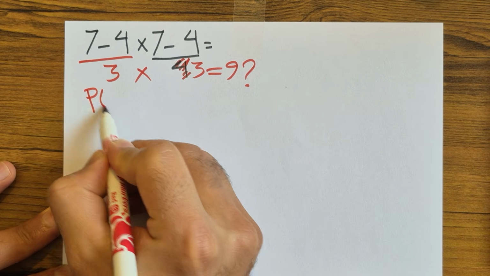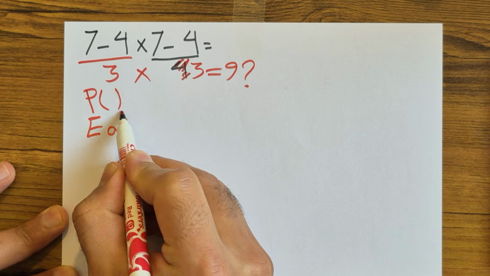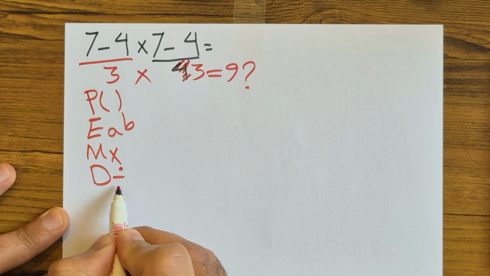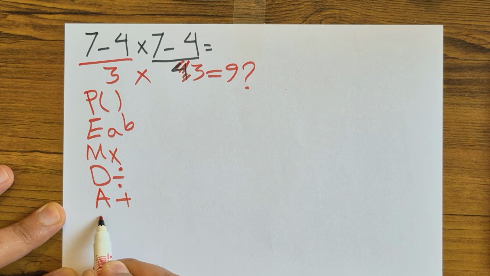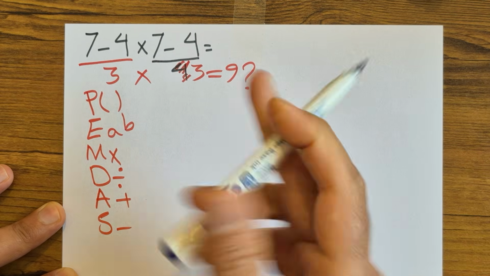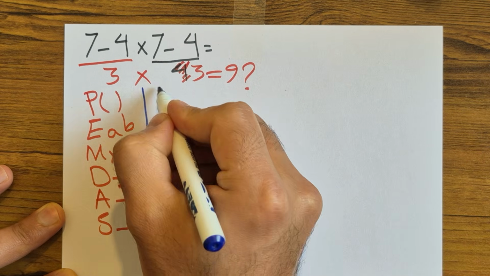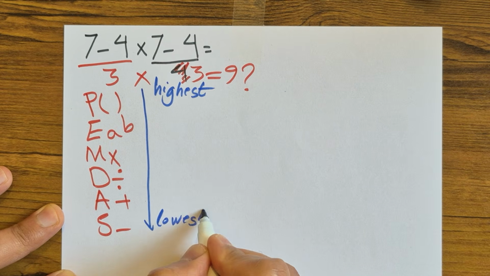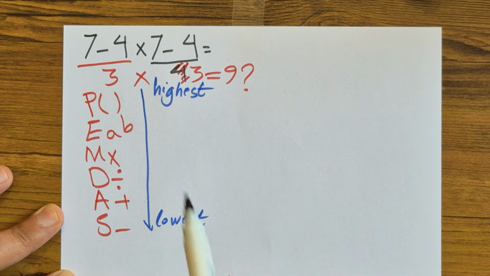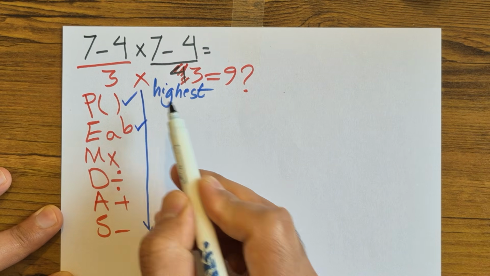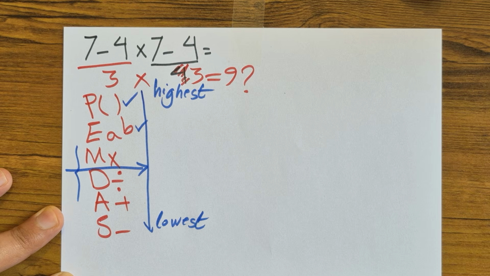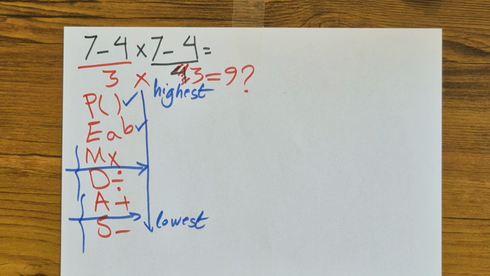What is PEMDAS? P stands for parentheses. E stands for exponents. M stands for multiplication. D stands for division. A stands for addition. And S stands for subtraction. And this gives us an arrow of priority from the highest to the lowest priority. PEMDAS means that you must go for parentheses at first, then exponents, then multiplication and division from left to right. They have the same precedence and priority. And then addition and subtraction, the same priority, go from left to right.